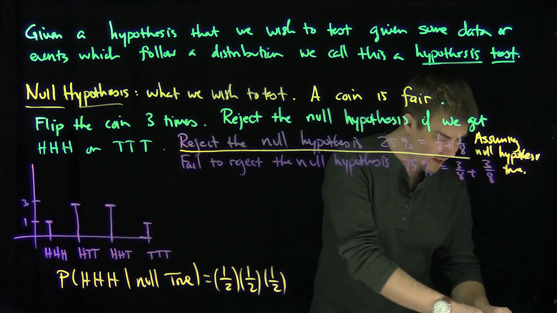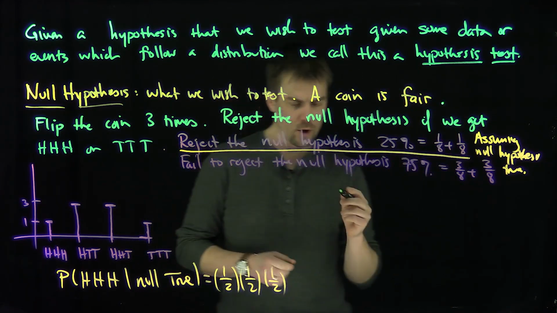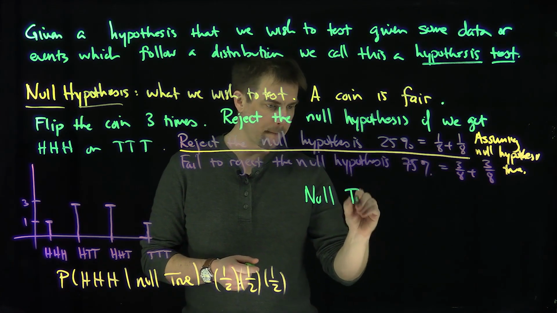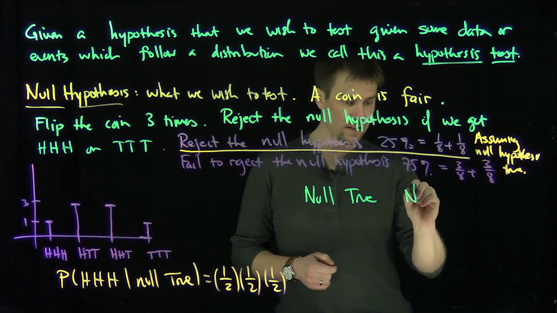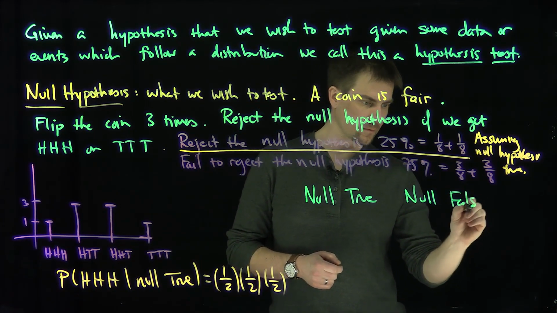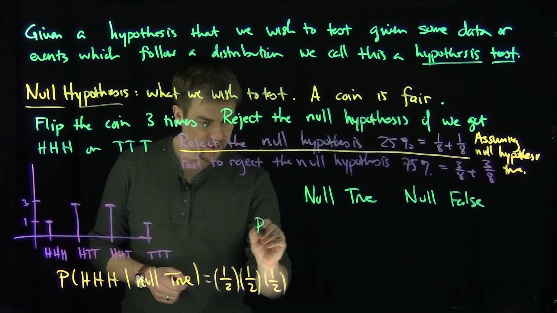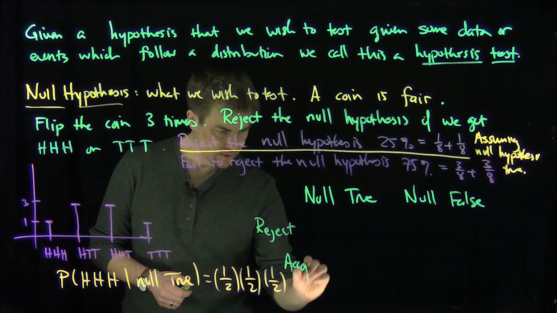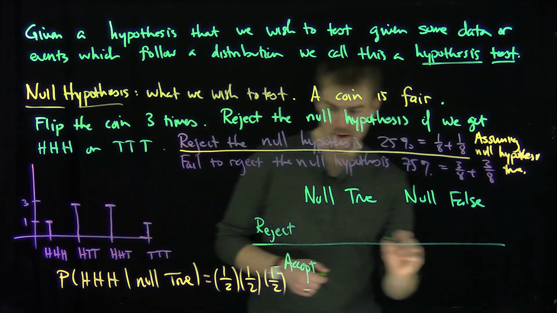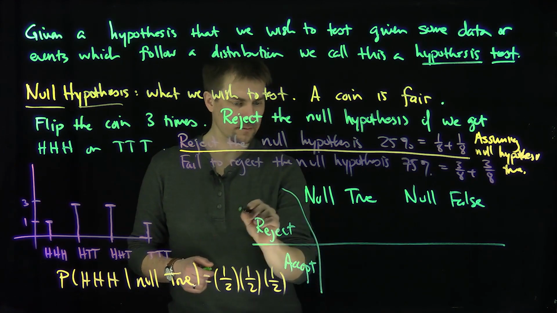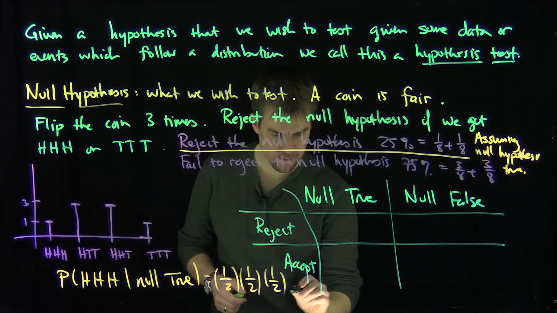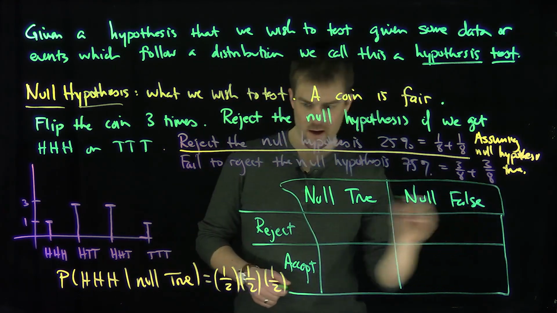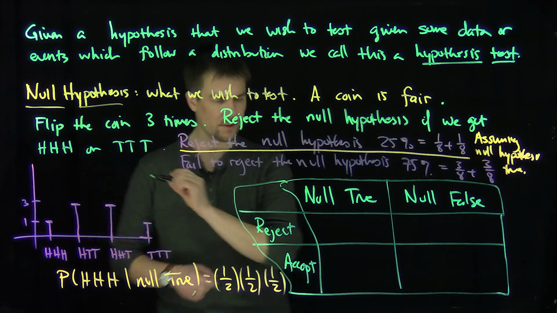So here's the situation we have with hypothesis testing in general. The null hypothesis can be true, or the null hypothesis can be false. We can reject the null hypothesis, or we can accept it. And we have a little table over here. Let's fill in the table.